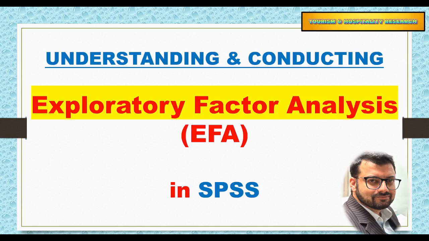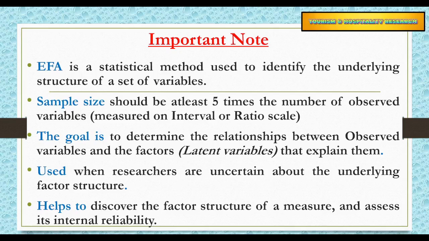So now let us go ahead and understand the concept of exploratory factor analysis and then see how to actually do it in SPSS. EFA is a statistical method used to identify the underlying structure of a set of variables. Sample size for doing EFA should be at least 5 times the number of observed variables, which have to be measured on an interval or ratio scale. That means they have to be continuous in nature.